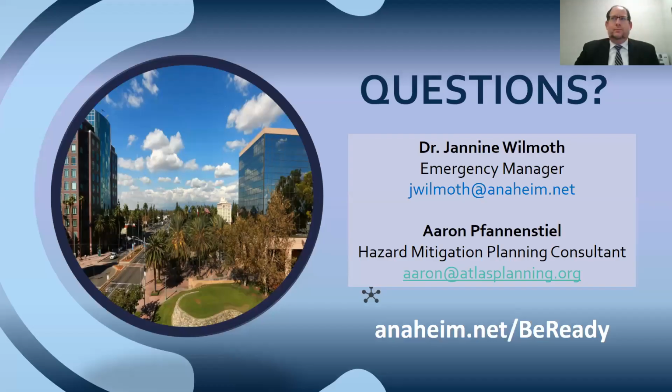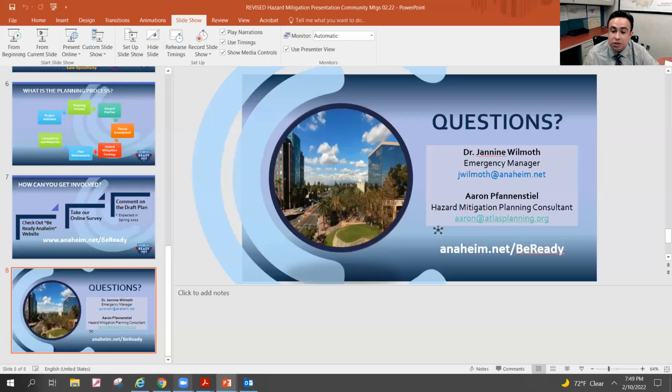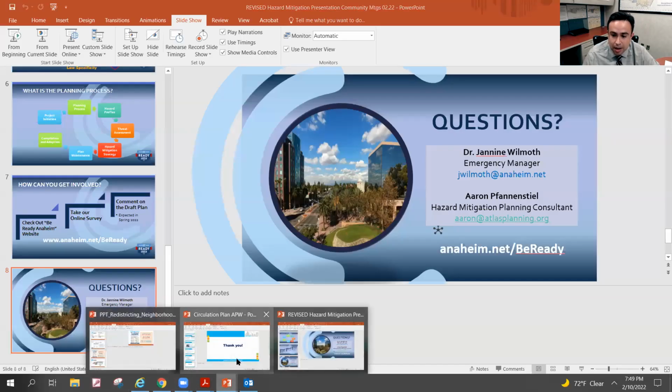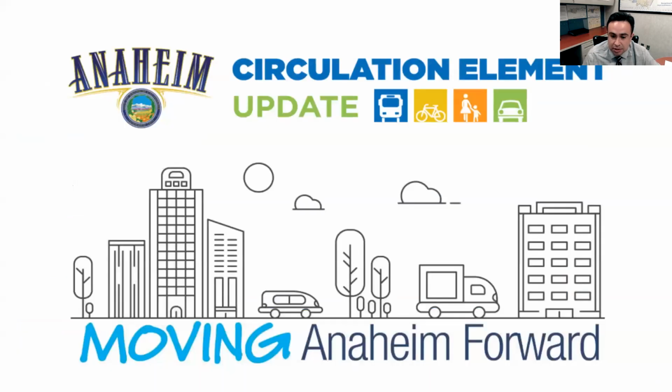Next, we have from our Public Works Department, Mr. Joseph Alcock, and he will be providing us with information about the circulation element, which has to do with transportation and is part of the Anaheim General Plan. Joseph's going to be giving us information about what that is, but also inviting residents to attend an upcoming workshop. So Joseph, the floor is yours.